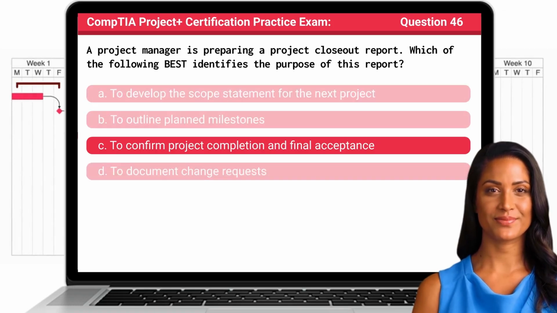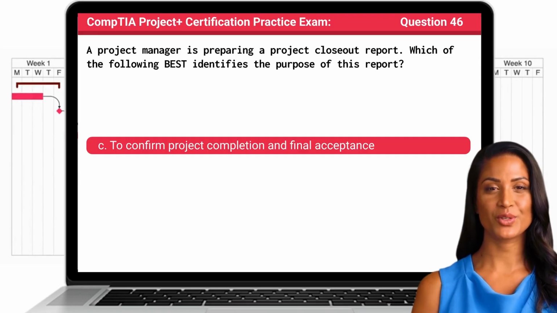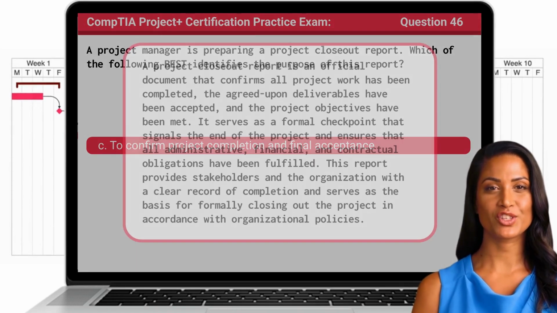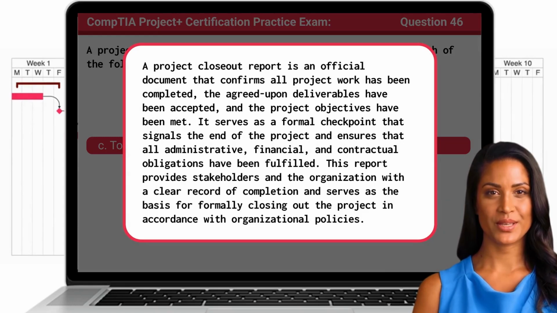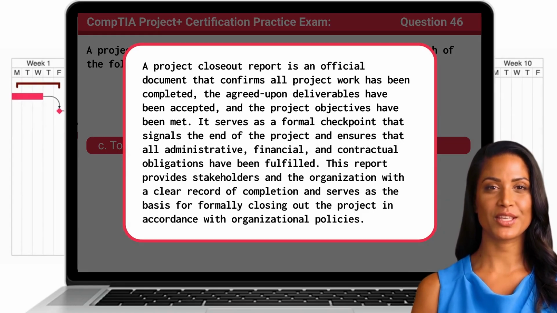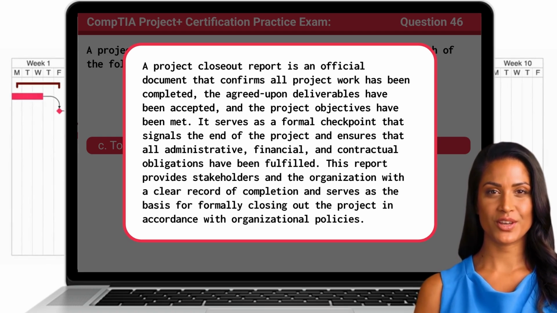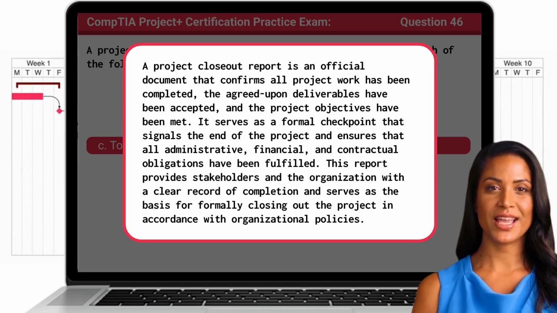The answer is C. To confirm project completion and final acceptance. A project closeout report is an official document that confirms all project work has been completed, the agreed-upon deliverables have been accepted, and the project objectives have been met. It serves as a formal checkpoint that signals the end of the project and ensures that all administrative, financial, and contractual obligations have been fulfilled. This report provides stakeholders and the organization with a clear record of completion and serves as the basis for formally closing out the project in accordance with organizational policies.